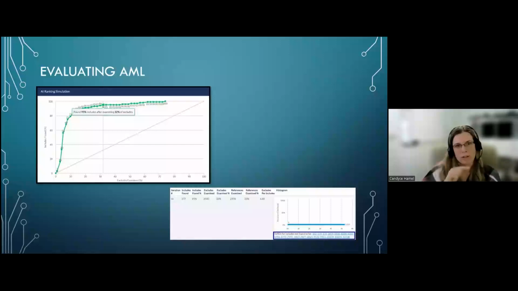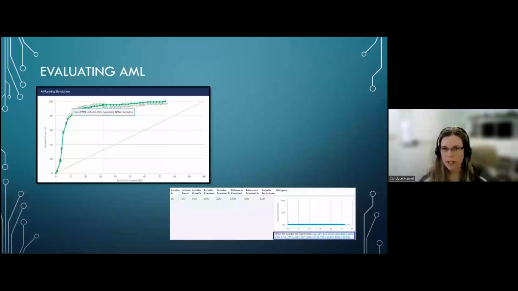That 45-degree line is basically what they're assuming how you would capture included records if you were to just screen at random. So it really shows how much. And so we said, well, at the first iteration where it has identified 95% of the included studies, we only had to review 32 of the excluded studies by this point. So it really had a reduction in the screening burden here.